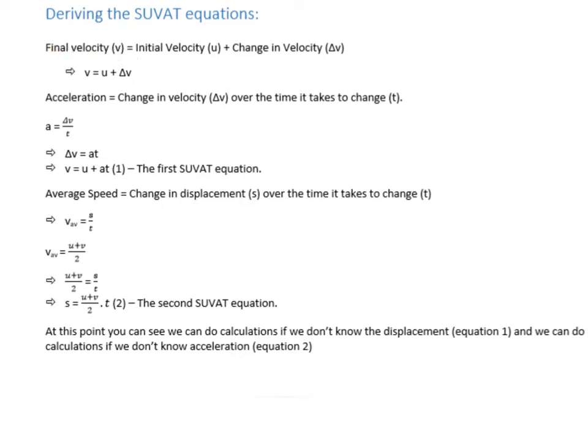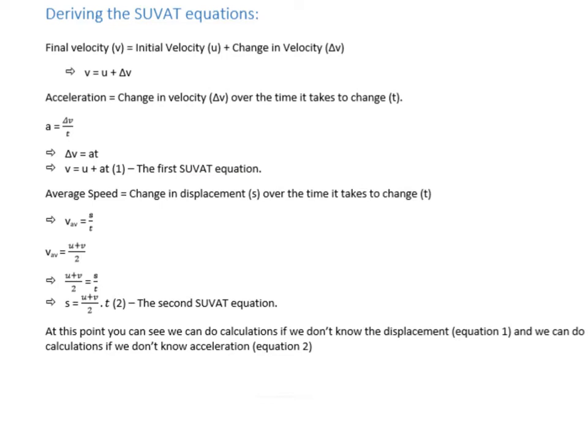The final velocity of an object is the initial velocity plus a change in velocity. Hopefully that makes sense to you. So you've got an initial velocity, we increased it by a certain amount, and that gives you your final velocity, or v equals u plus delta v. As I talked about in the general skills video, acceleration is the change in velocity over the change in time in which that change occurs. And we defined t in our notation as change in time, so that's why it's not a delta t there. So if we rearrange this, we get delta v is at. And if we substitute that back into this original equation, we get v equals u plus at, which is the first SUVAT equation.